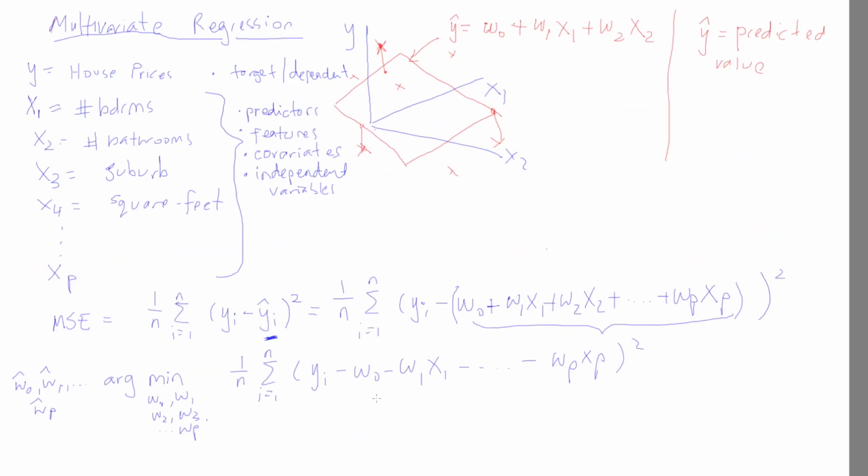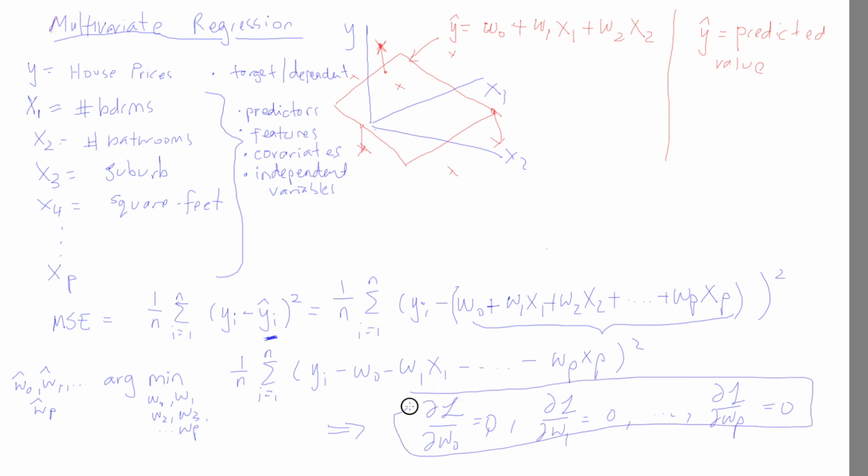So here, all you need to do is solve for dL/dW0 equals 0, dL/dW1 equals 0, all the way up to dL/dWP equals 0. Now we're going to have p plus 1 normal equations. Okay, so my point is that it's still called the normal equations. It's still the same calculus.